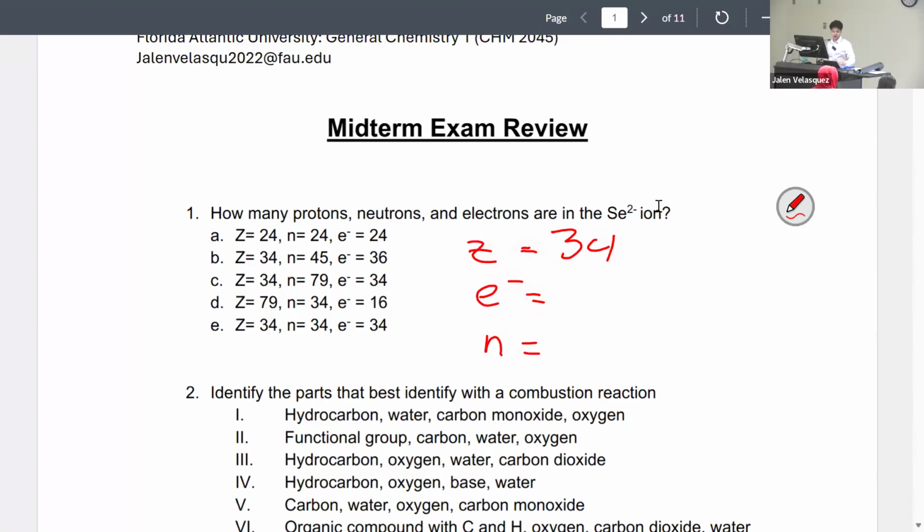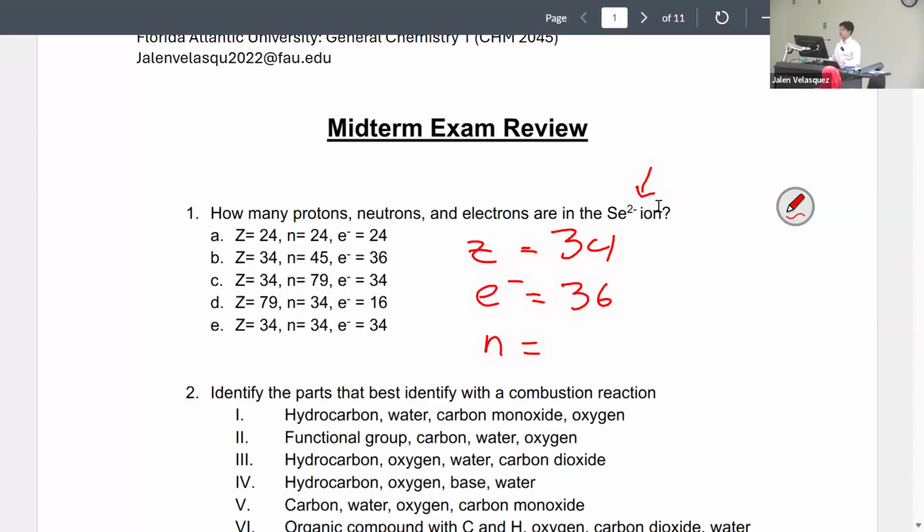How many electrons do we have here? 36, good, right? Because we have a 2- charge, right? So that means it gained an additional 2 electrons. And then how many neutrons do we have here?